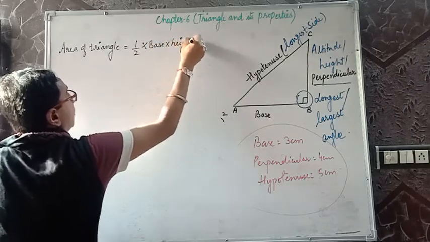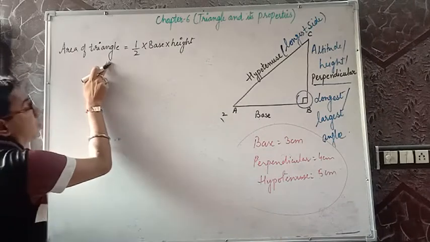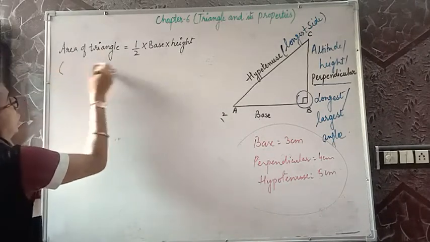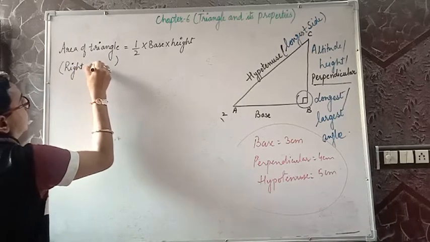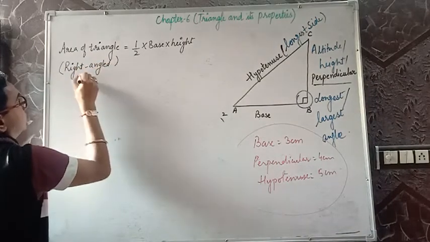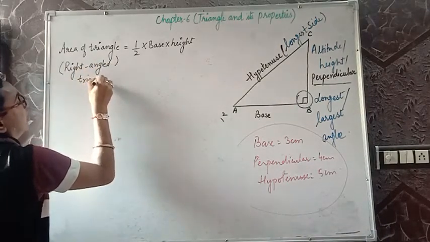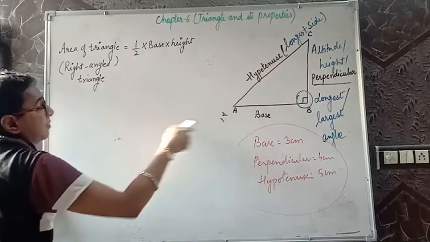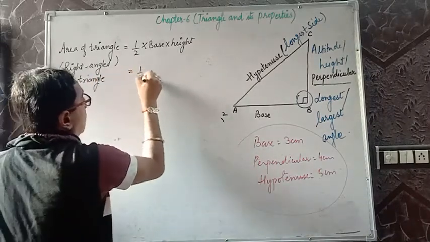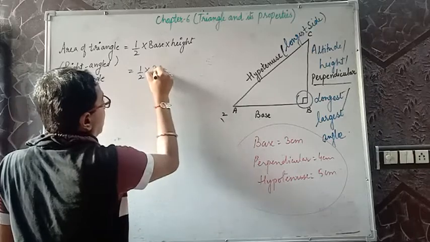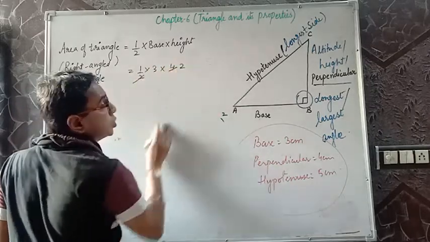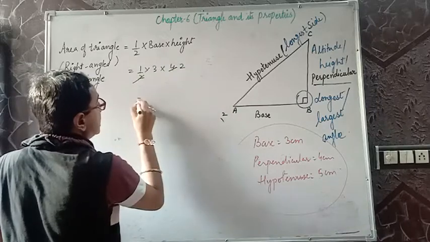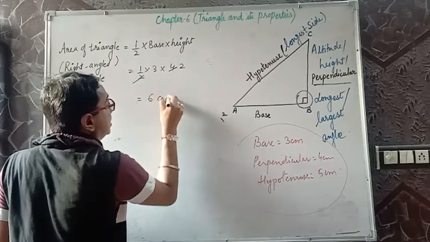So it means for you, whenever you have to find the area of a triangle, you'll always be given a right angle triangle. Do remember, right angle triangle. That is why if I am taking this particular example, what is the base? 3. What is the height? 4. This 2 cut, because 2 2s is 4. 3 into 2 is 6. What is the answer? 6 centimeter square.